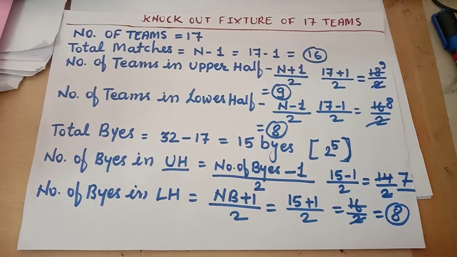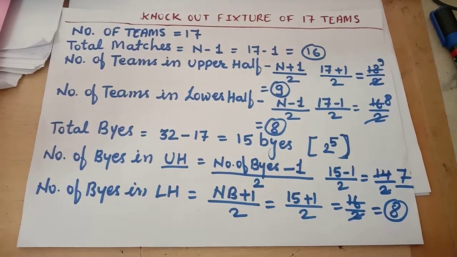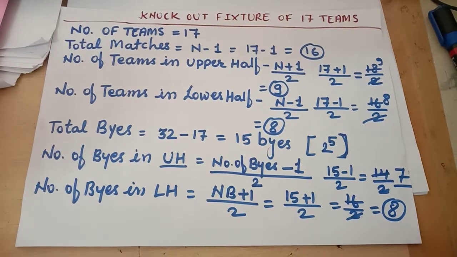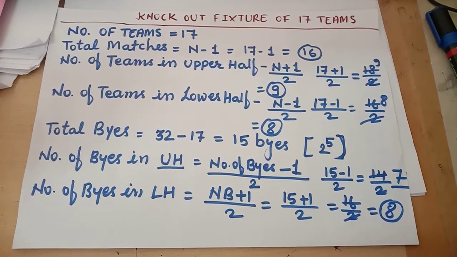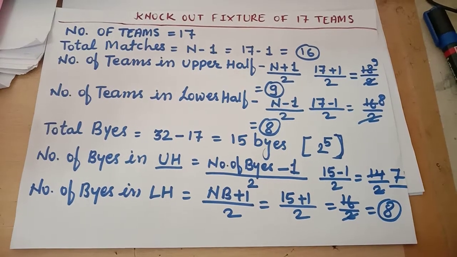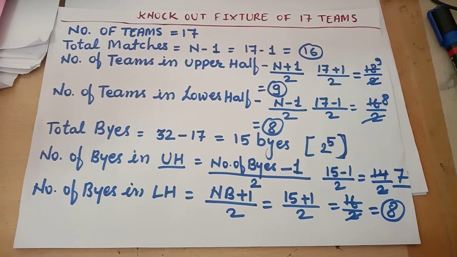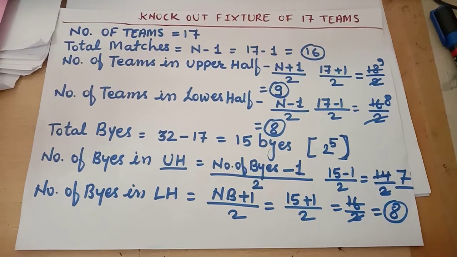Total number of matches is n minus 1, that is number of teams minus 1. 17 minus 1 is equal to 16. So total number of matches that we are going to have for 17 teams in a knockout tournament is 16.